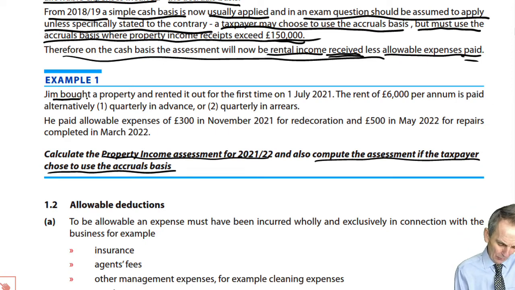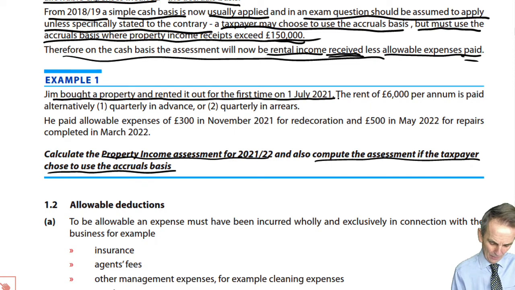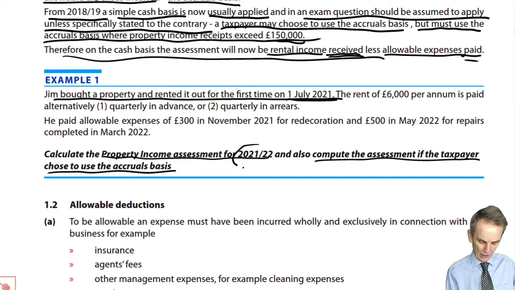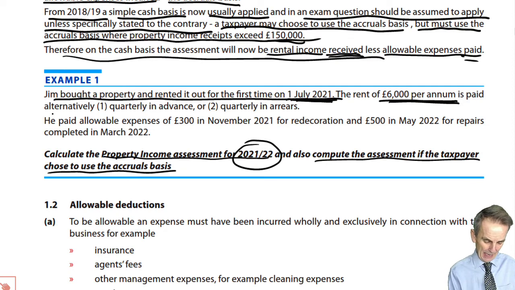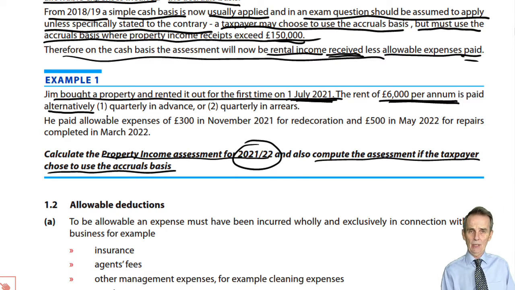So Jim bought a property and rented it out for the first time from 1st of July 21. So we are looking at the 21-22 tax year. So the date that the property was acquired, and therefore the date from which any rental income may be received, was the 1st of July. There's a rental of £6,000 per annum and that is paid. And we've got to look at both systems here, so both the cash and the accruals. We've also got to look at, as we see now, when rental income is due.